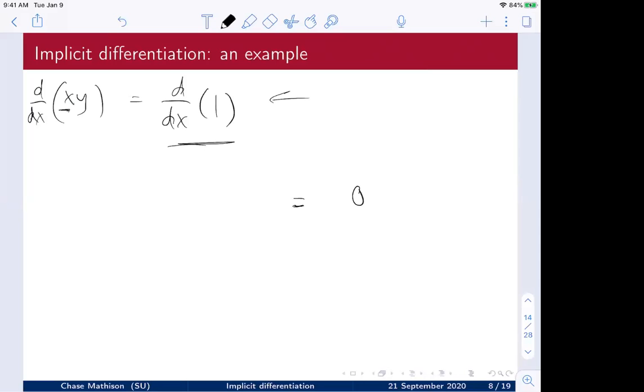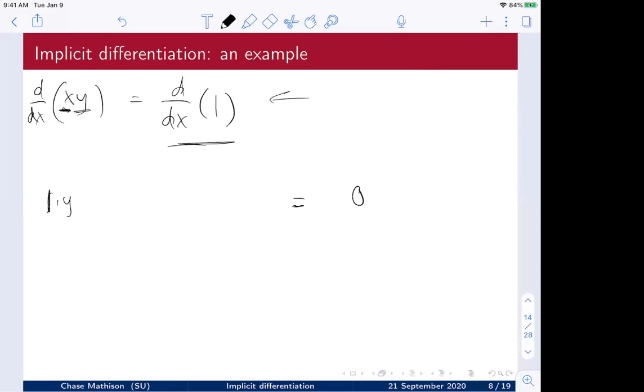So what rule do I need to differentiate this? The derivative of x times y. I need the product rule, right? So here we go, the product rule. The product rule says I'll take the derivative of the first thing, x. What's the derivative of x with respect to x? Just 1, right? So derivative of the first thing, 1, times, I'll leave the second thing alone.